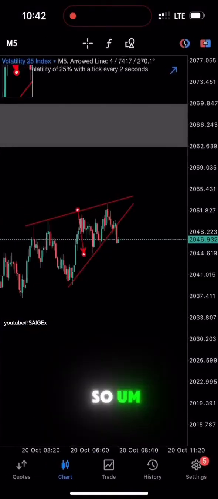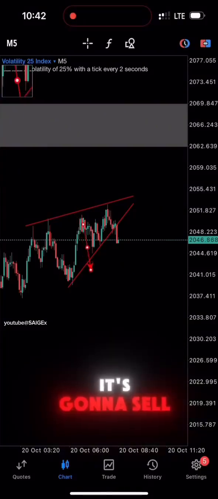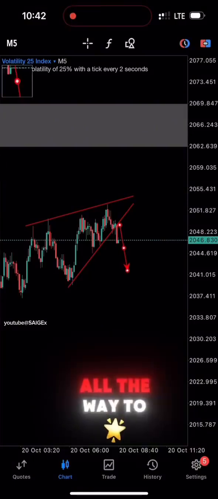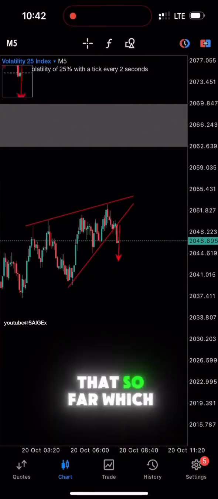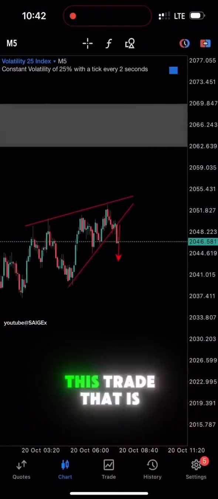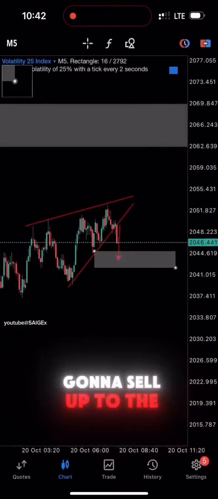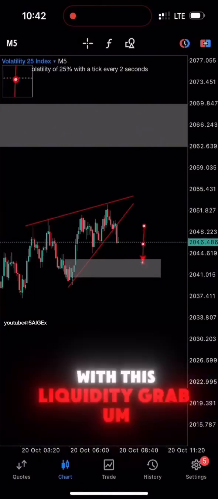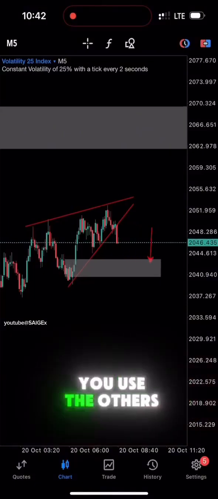So here I know that it's gonna sell up to the first TP, so we can sell, go all the way to the first TP. That's so far what I know about this trade, that it's gonna sell up to the first TP. So if you're using other brokers which will hit you with this liquidity grab, you use the others which don't.